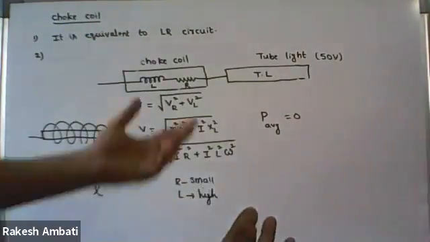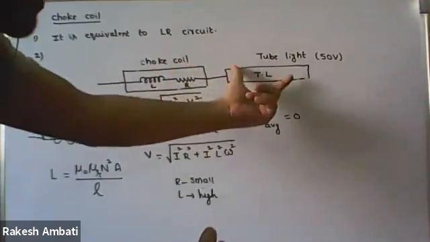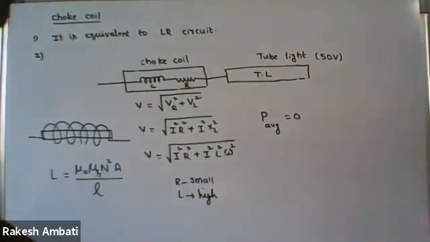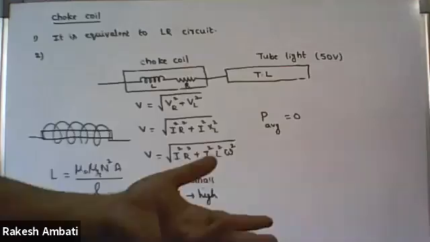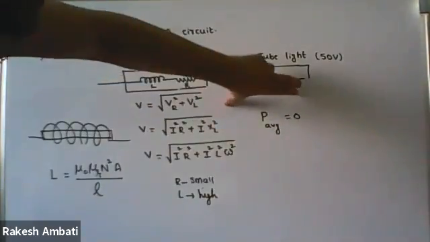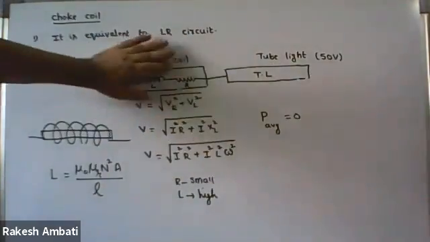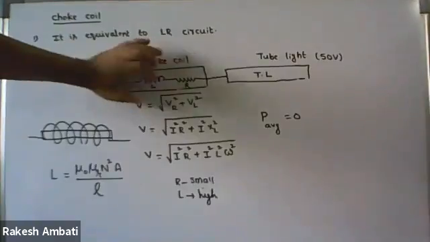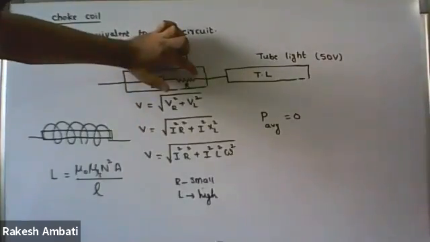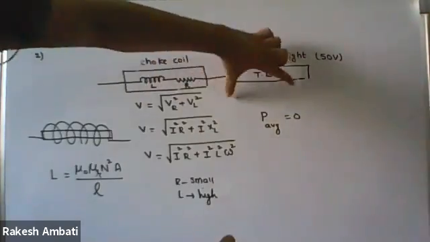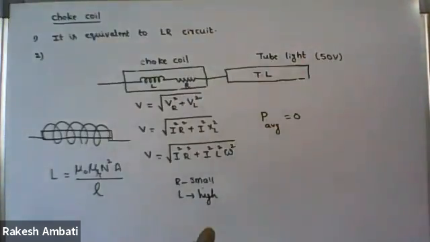And why use a choke coil? To protect the tube light from high potentials. Not only a tube light, any electrical appliance. So to protect the tube light from high potentials, I am taking a choke coil. And why connect it in series combination? So that potential sharing takes place.